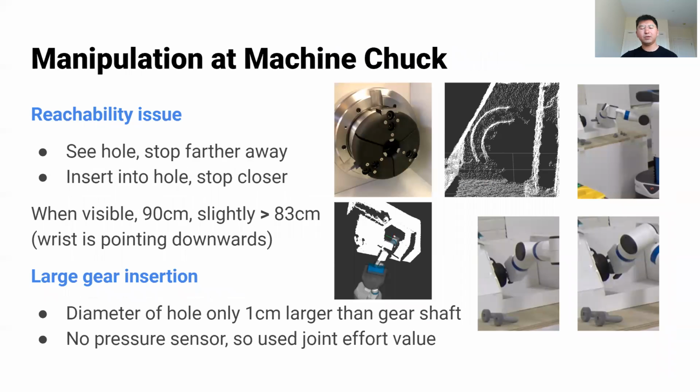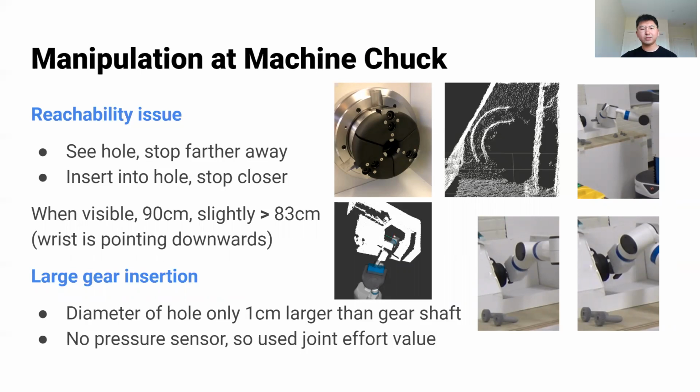We had to overcome the reachability issue. Because for the robot to see the hole, it has to stop further away to the right. But to insert the large gear, it needs to stop closer. When the hole is visible, it's only 90 centimeters from the robot's shoulder, which is only slightly longer than the arm length when the robot has its wrist pointed downwards.